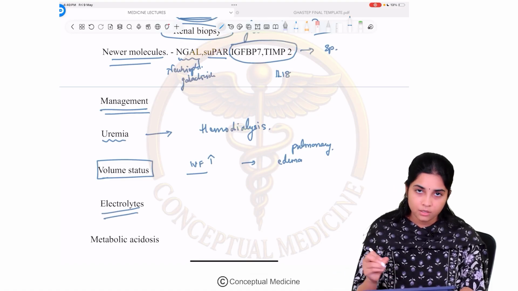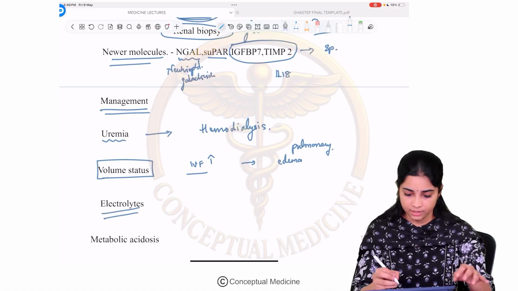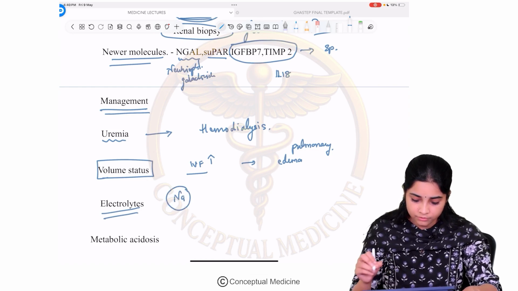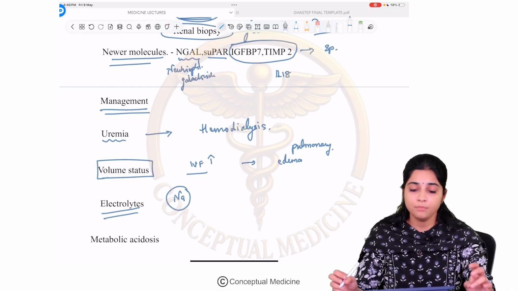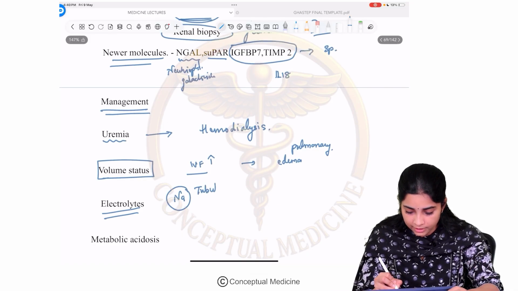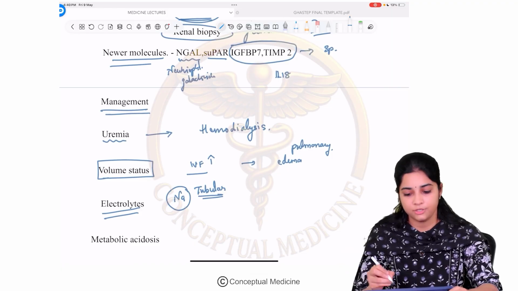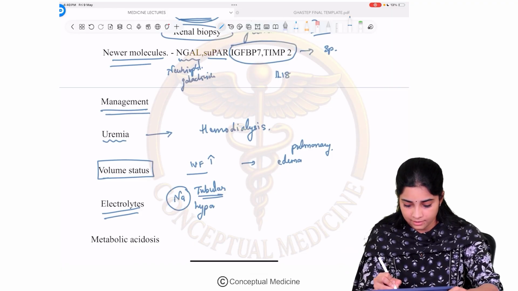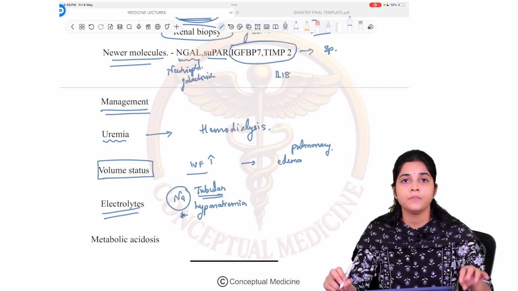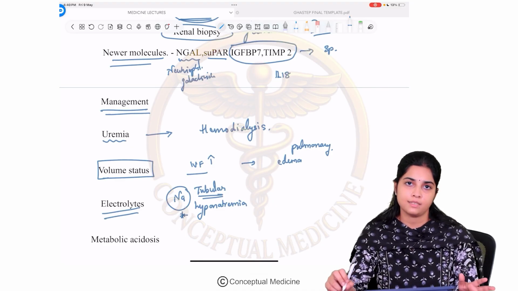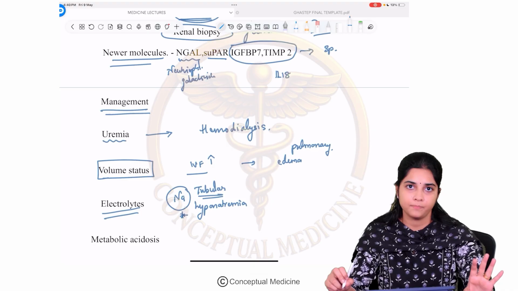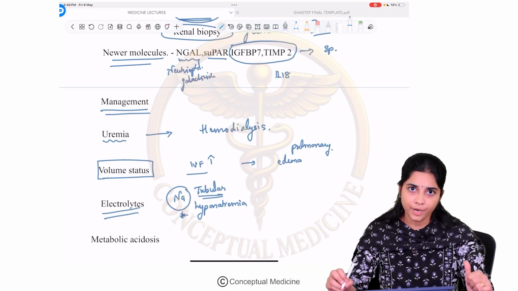Then electrolytes. What are all the electrolytes that you have to be looking at? Sodium. Most often sodium disorders are not seen in AKI. It can be seen only in tubular dysfunction. In tubular dysfunction, you can have a transient hyponatremia, and this transient hyponatremia need not be corrected unless they are symptomatic. Most often it recovers, right? So sodium disorders are not quite common.